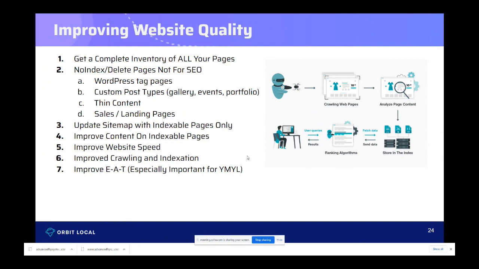The other thing you have to do right now as well is improve website speed. We're going to talk about that in a second. Overall, these actions will help improve your crawling and indexation. And if you are in your money or your life niche, that YMYL niche, like selling insurance, finance, or health products, your website is going to have stricter guidelines when Google is looking at website quality.